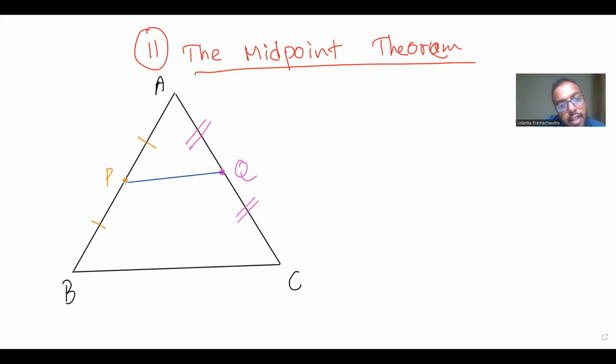The straight line PQ should be parallel to the other line BC, and the length of PQ should be half of this one. If I consider this one 2x, this one should be x. For example, if I consider this one 10, this one should be 5. Understand? This is the theorem.